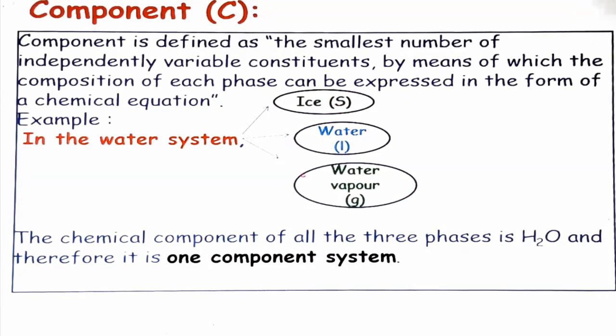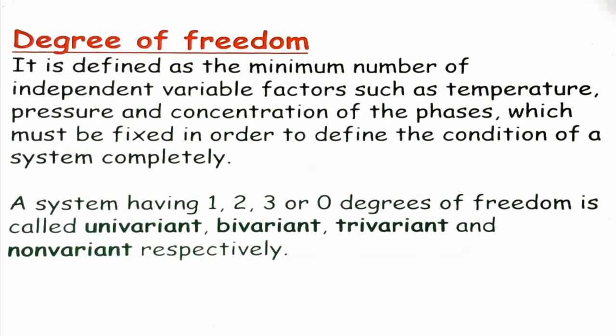So the whole system is made up of 3 different phases, and all phases can be represented by one formula. That is why this is called a one component system. The third term is degree of freedom.